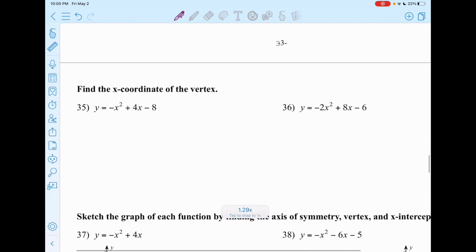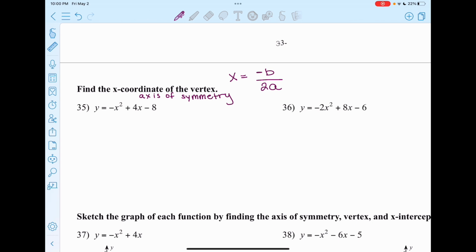Next, for 35 and 36, find the x-coordinate of the vertex. We use the formula x equals negative b over 2a. This tells us the x-coordinate of the vertex. It also tells us the axis of symmetry, since the axis of symmetry goes through the vertex.